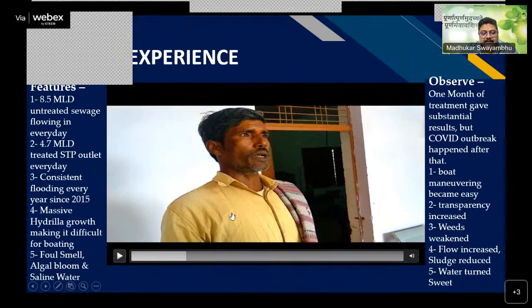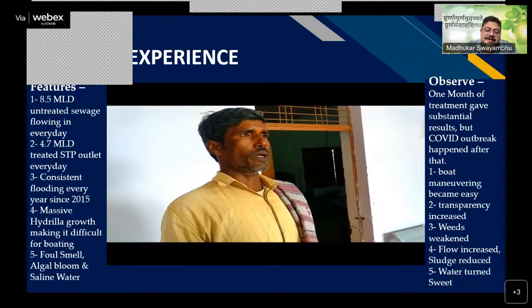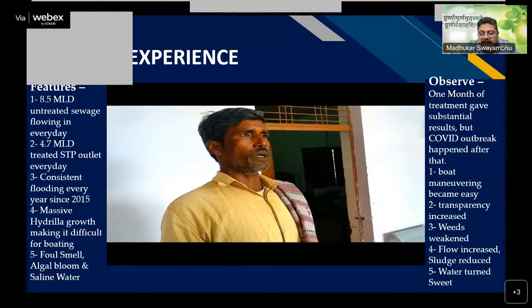So he's talking about the weeds which have become weaker due to the treatment, and the maneuvering of the boat has become easier. Later on, he also says that we are thankful to you because our tip has increased. Now when we take people along and the transparency of the water has gone up, we can show them a fish which is roaming around 10 or 15 feet below the boat, and people are able to see those fishes and they give us a better tip, right? So this was the condition, and this was the impact within a matter of 1 month.